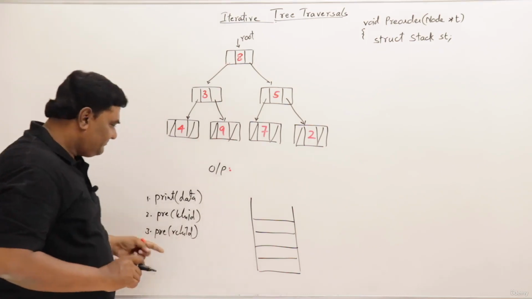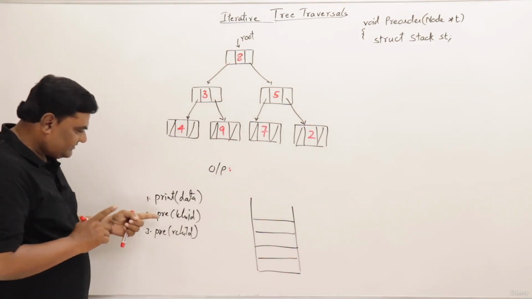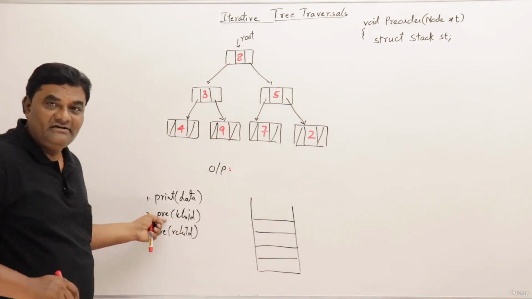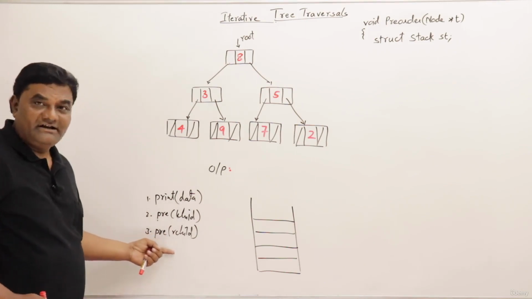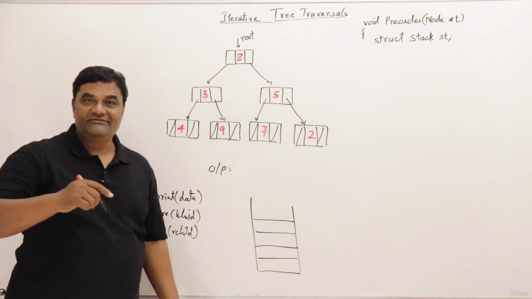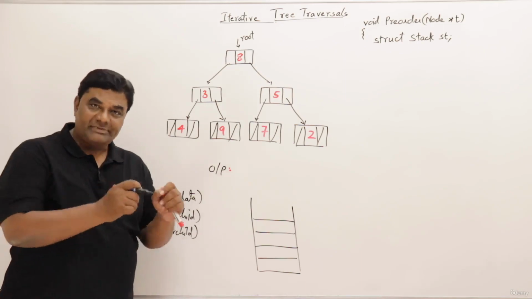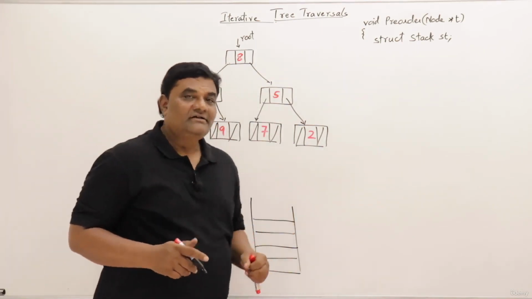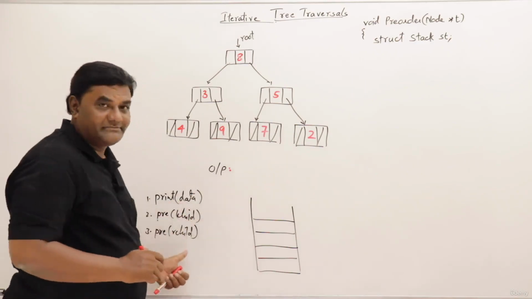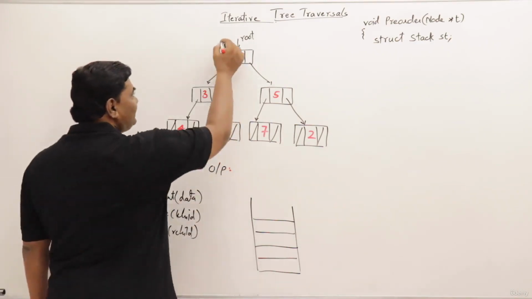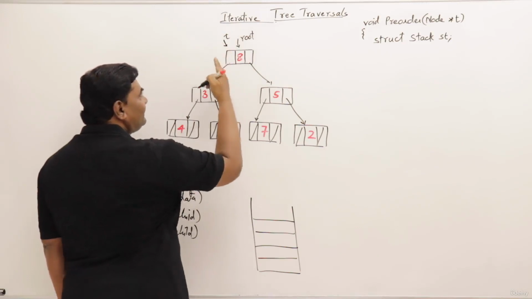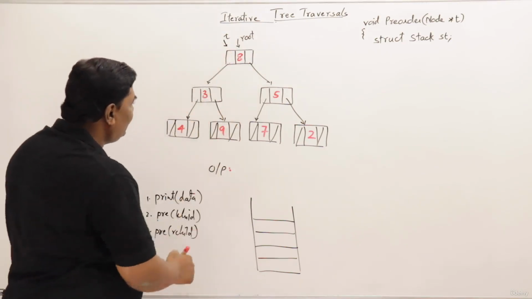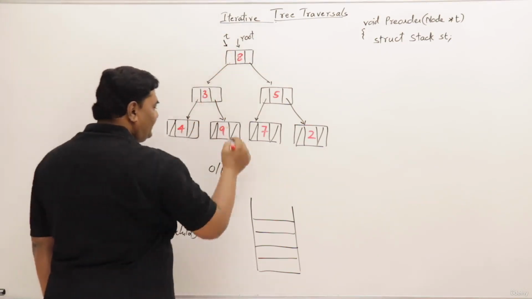One more thing: the pre-order steps are first print, then perform pre-order on the left child and perform pre-order on the right child. That is root, left, right. Root means print. So first print, then go to left side, then go to right side. So let us start and follow these steps. Let us start from the root node. T is here. This is the root node. What is the first thing I have to do? Print data.